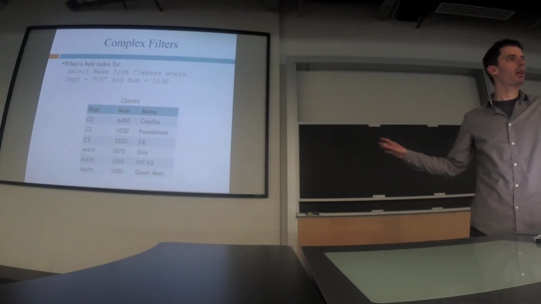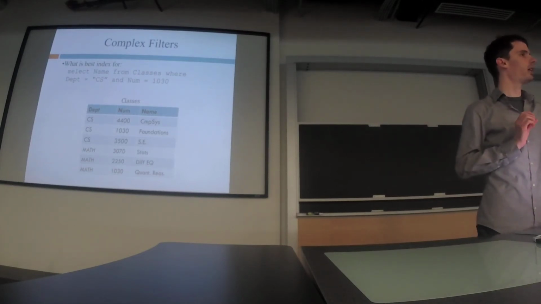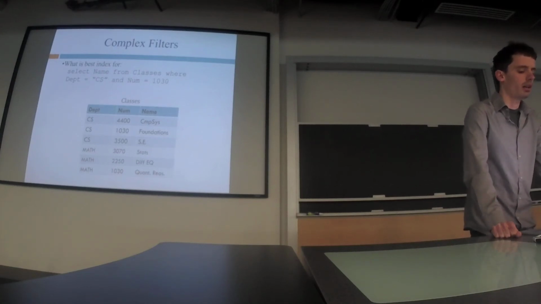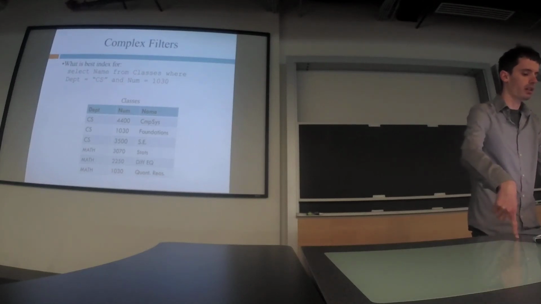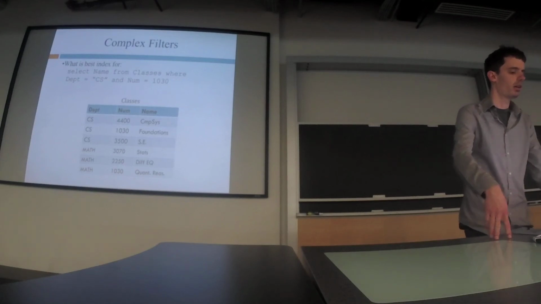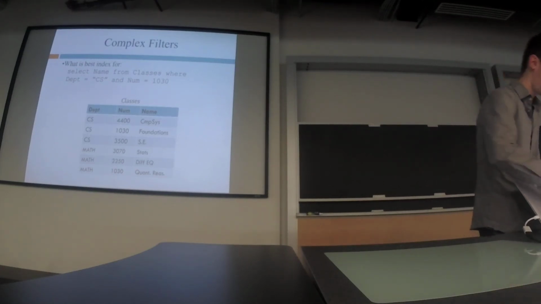We don't know anything about the primary key, so ignore that. What secondary key or maybe keys would help with this query? The obvious thing to try would be maybe we'll put one index on department and one index on num. That turns out to not really help us.